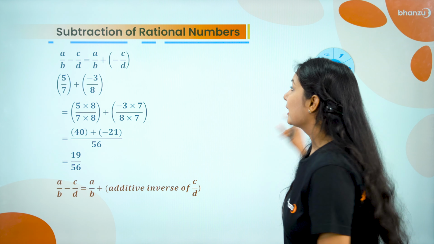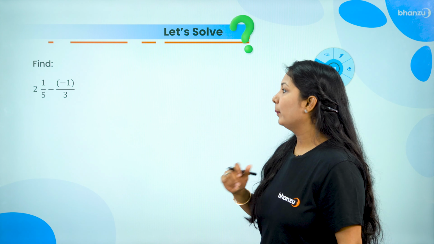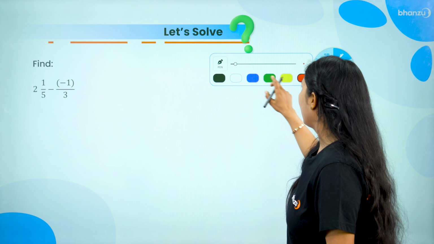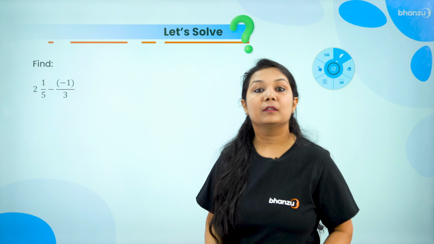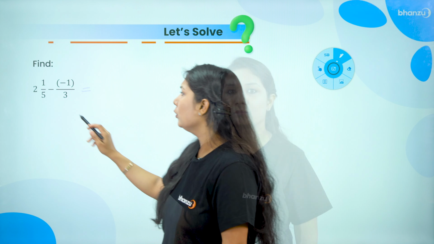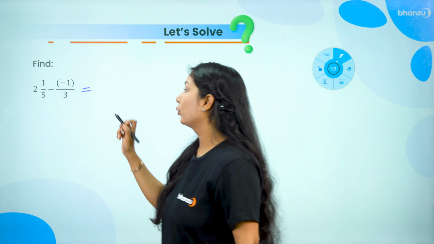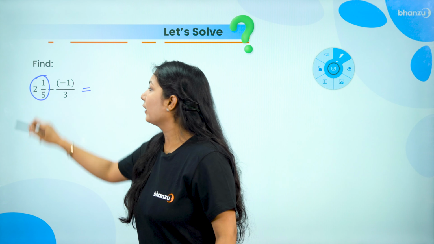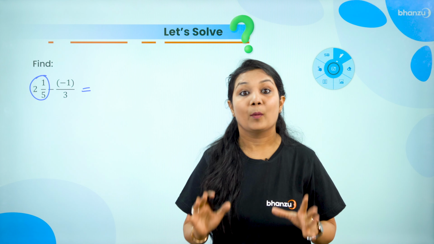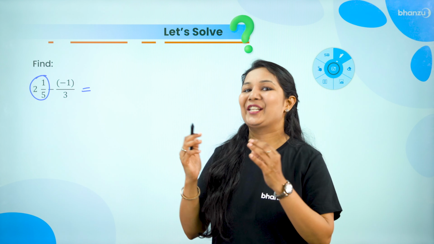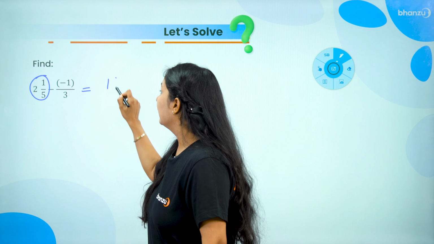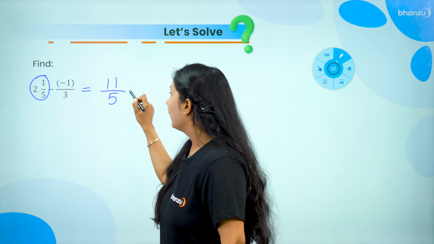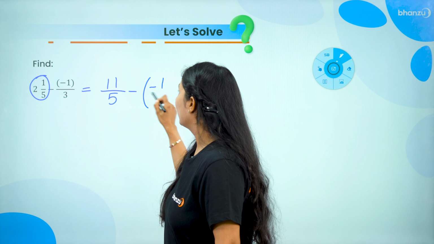Got it? Yes. So moving ahead, let's solve a particular question over here where we have a mixed fraction minus a rational number. So first of all, we have to convert the mixed fraction into the improper fraction. So here 5 into 2 is 10, 10 plus 1 is 11 by 5, right? Minus of minus 1 by 3.